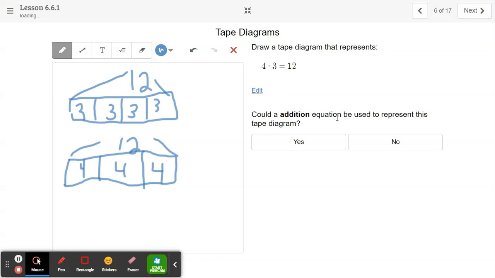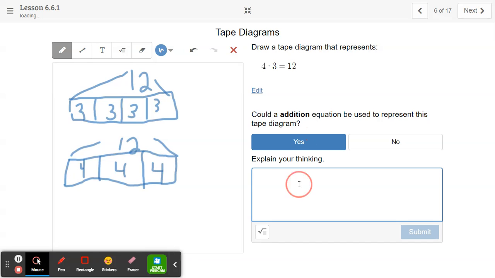Could this be an addition equation? Well, yes. If I look at this one, multiplication is repeated addition, so it could be. The top one could be 3 plus 3 plus 3 plus 3 equals 12, in addition to being 4 times 3. And likewise, this could be 4 plus 4 plus 4.